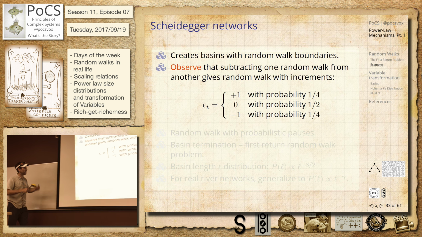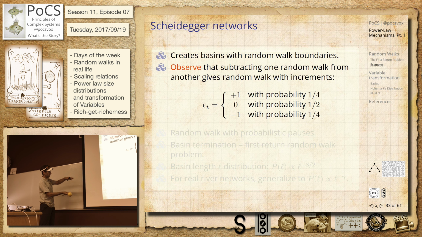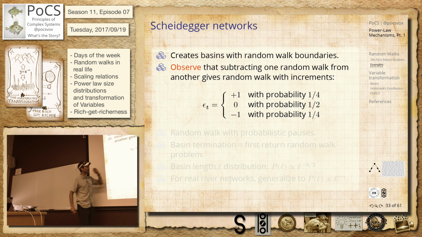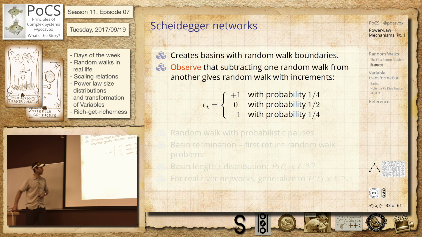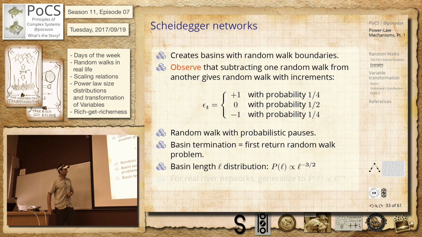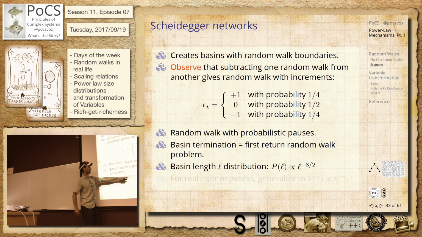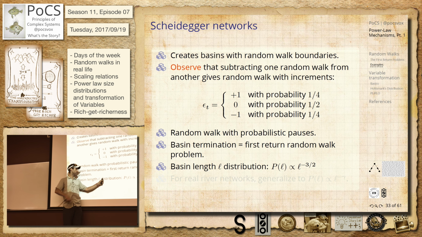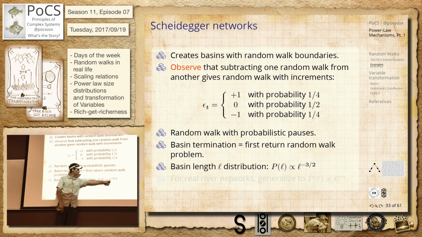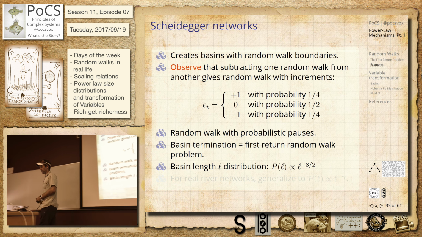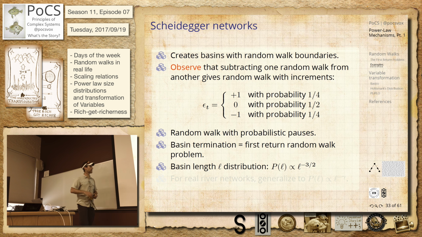So we can kind of turn it into a... subtract one walk from the other and we get another problem like we had before. So basically it's a first return problem again, but it has some sort of extra piece in here where it doesn't move. Okay, that's fine. So we know straight away that the basins in this system, because of the previous work, their lengths, the longitudinal lengths, will be distributed like this, right? So there'll be a power law size distribution.